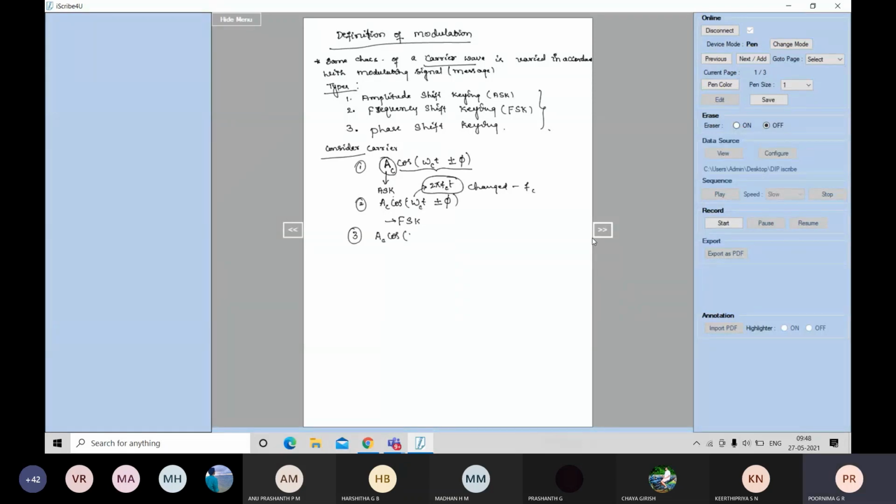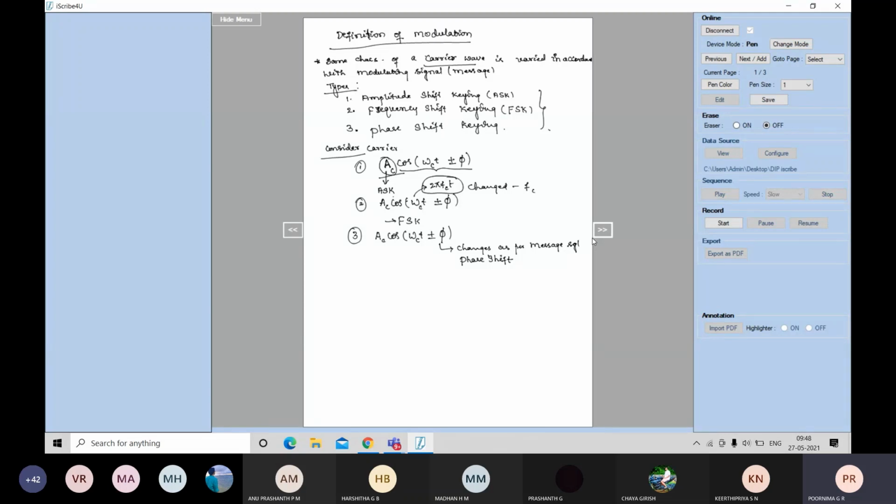Ac cos(omega_c t plus or minus phi). What is this phi? It is the phase angle. When phi alone is changed as per the message signal, what is this term to be? PSK, ma'am. Yes, phase shift keying. So this is the simplest way to remember. When you change Ac, it is amplitude shift keying of the carrier in accordance with the message.